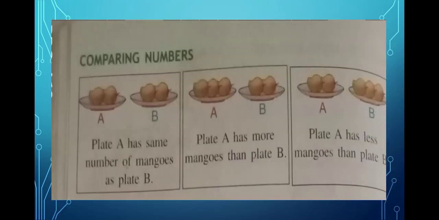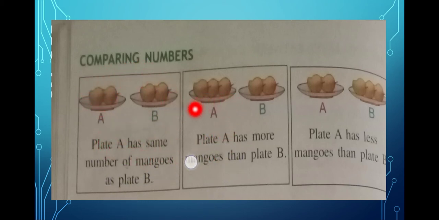Now, let me also explain with the help of your textbook about comparing numbers. Okay, this is from page number 12. Now how are you comparing numbers here? See, two plates are given, plate A and plate B. Plate A has the same number of mangoes as plate B. How many mangoes are there? 2 mangoes, and in plate B also 2 mangoes. So they are equal. When we compare, we find that it is equal.